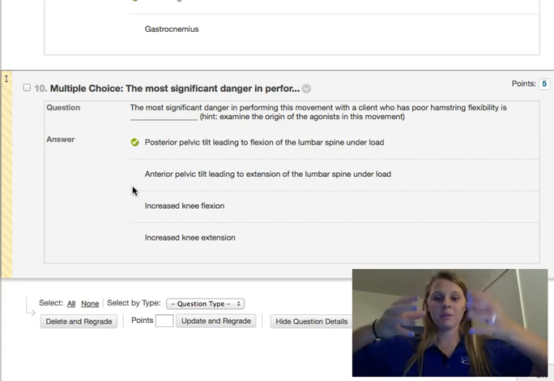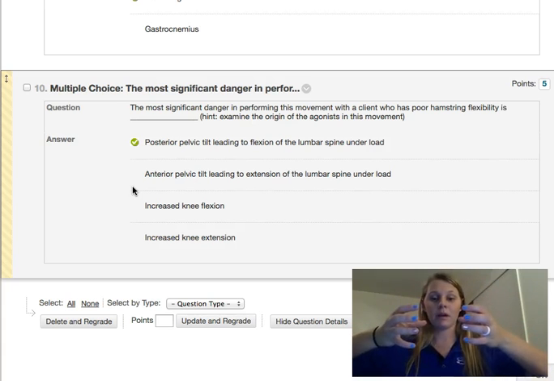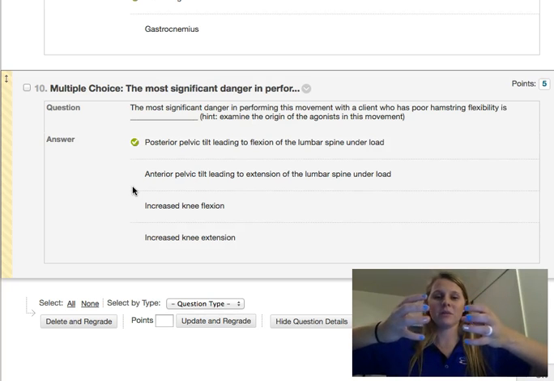So if your hips are neutral while performing an RDL, and your hamstrings are weak, you have the opportunity to then posterior pelvic tilt. So your tail is almost coming under. If you've ever seen a dog tuck its tail, or you've been in the gym and a trainer said, tuck your tail, that's posterior pelvic tilt, leading to flexion of the lumbar spine under load.